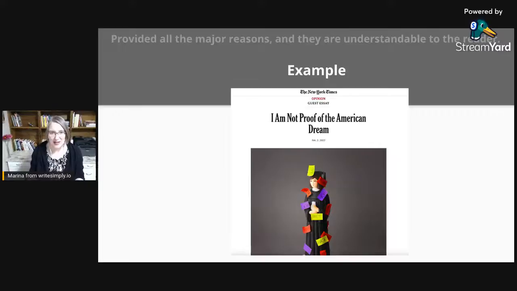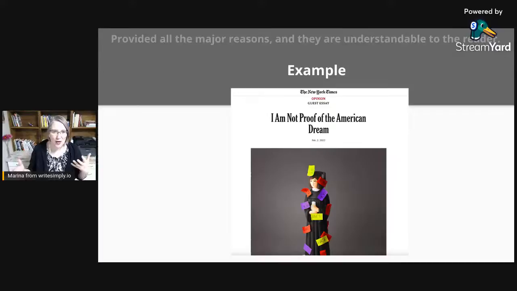I'd like to use these examples so that you can see how we can expand or contract our essays based on the number of reasons that we give, and also see how people are presenting their reasons. What language are they using? How are they making it understandable to the reader? What are they doing? So this first essay is, I am not proof of the American dream.